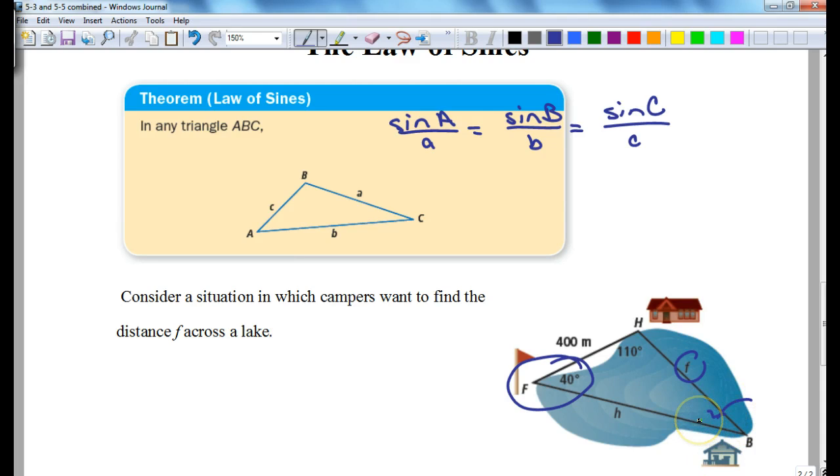How would I find that angle right there? Yeah, 180 minus what? 150. Yep, because we're going to put those two together, add them together. So 180 minus 150 is 30 degrees. Okay? So we want to use this with this one right here. Okay?